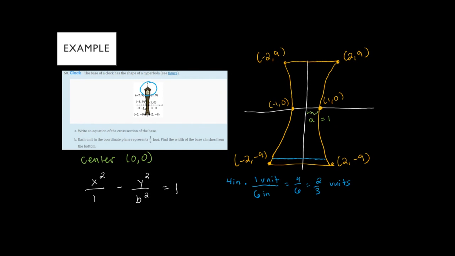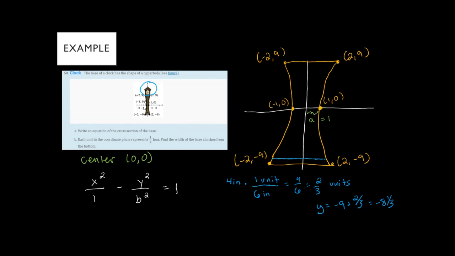So we want to find the width when we are 2/3 above the base as far as y. So we're 2/3 above -9. So we are basically saying, okay, when is y equal to -9 plus 2/3, or -8 1/3? Based off of our picture here, our bottom is at -9, and 4 inches from the bottom, we converted that, that's 2/3 units. So we're looking at where y is equal to -8 1/3.